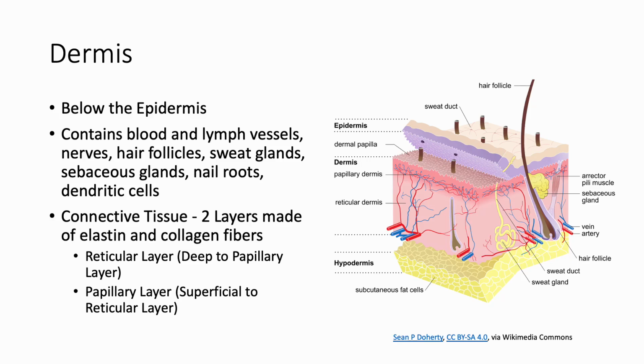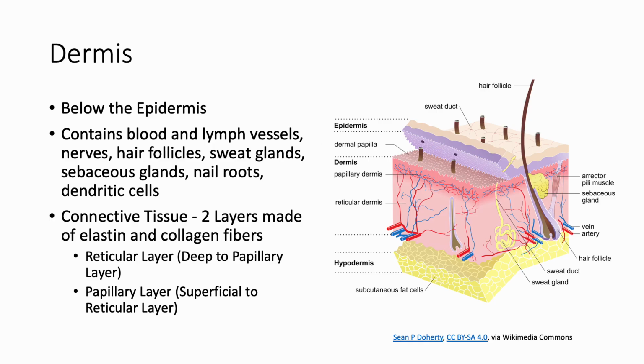Okay, in this video, we're going to focus on the dermis. In the previous video, we talked a little bit about the epidermis and the 5 layers found in the epidermis. We learned that it was made up of keratinized, stratified, squamous epithelium. Now, deep to the epidermis is the dermis. And unlike the epidermis that does not contain vascular tissue, we find blood and lymph vessels in the dermis.